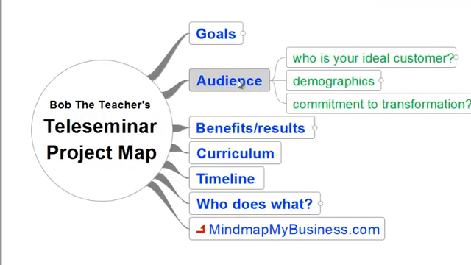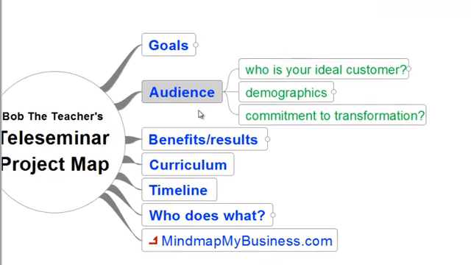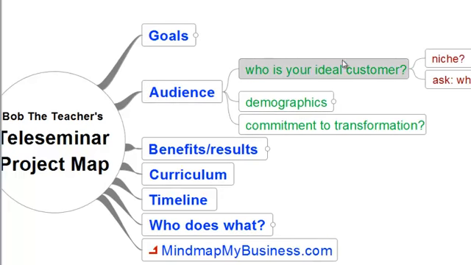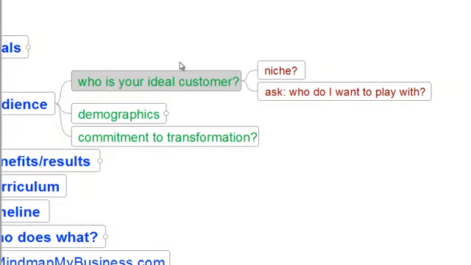Next up, you want to focus on your audience, and I want you to think about who your ideal audience member is going to be. Okay, what's the niche that you're serving? And I want you to ask yourself this very important question: who do I want to play with? Who do I want to play with? As you grow your business, you are in charge of the kinds of people that you want to work with. And the more you speak those people's language, the more likely they are to show up. So you're not just reacting to the marketplace.